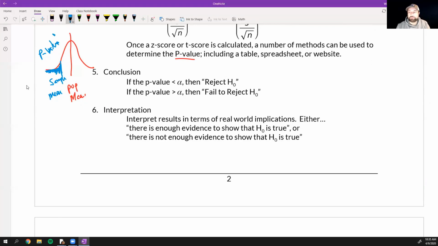You're going to take this p-value and compare it to alpha, where alpha is your significance level. Is it greater than? Is it less than? And hopefully if it's less than, you get to reject the null hypothesis. Yay. If it's greater than, you fail to reject the null hypothesis. Boo. That's not what we want. And then you write up an interpretation.